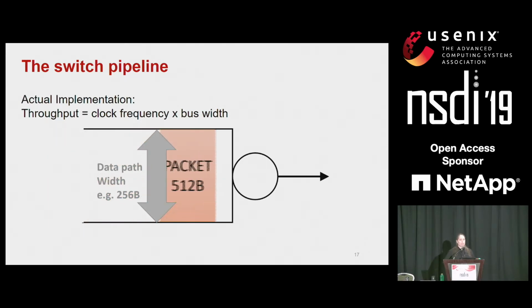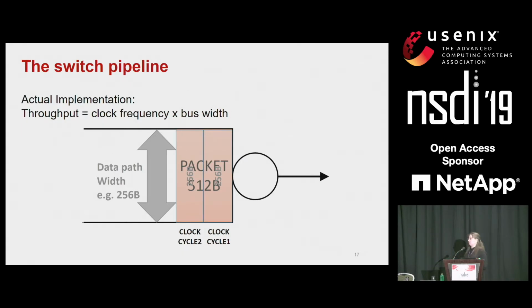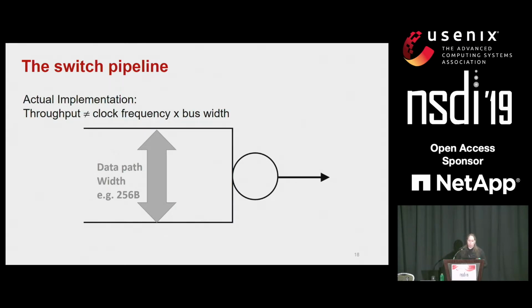As a 512-byte packet comes in, in the first clock cycle, I'll be processing 256 bytes. In the second clock cycle, I'll be processing 256 bytes. And overall, the throughput will be the clock frequency times the bus width. That's nice. But what happens if I've got a packet of 257 bytes coming in?